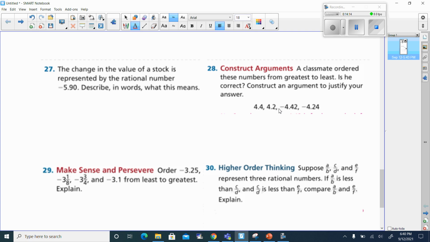Okay. And then we have negative 4.42, and this is negative 4.24. No, I'm going to say that negative 4.42 is farther left on the number line than negative 4.24. So I'm going to say that he probably confused the bigger number here, but these two should be switched. So I'm going to say no, he's not correct.